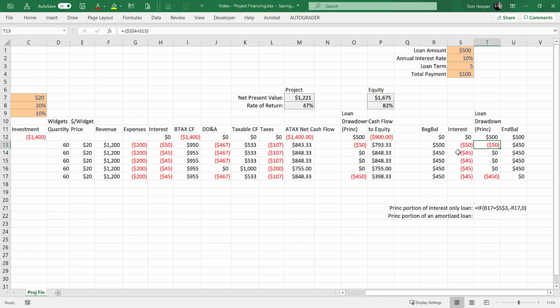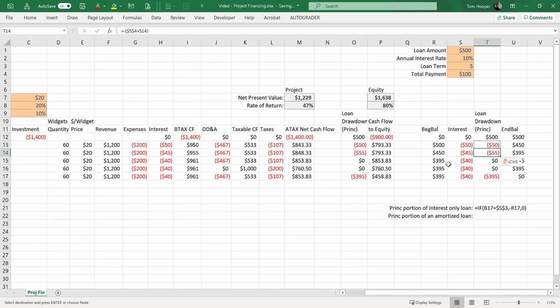So next year, I think I said month, I meant year. Next year, our beginning balance is only $450, so we only have to pay $45 in interest. How much will we pay in principal? Well, if the total payment's $100, that should leave $55 for principal. Let's see if it does. Copy, paste, and it does, $55.